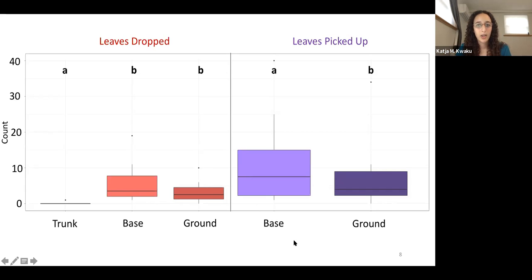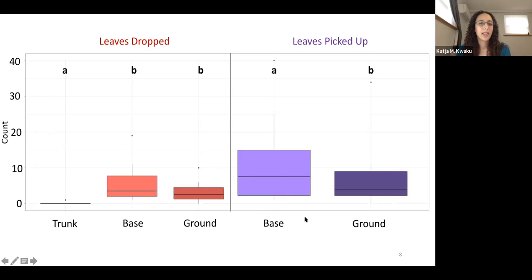And then moving on to the right side of the graph is the number of leaves picked up. And here we don't have the trunk because you can't really pick up leaves from the trunk because the trunk is vertical. So we just have the base and the ground. And when indirect transfer was measured like this, as the number of leaves picked up, we found that they were much more likely to transfer at the base of the tree than the ground. This was a significant difference.